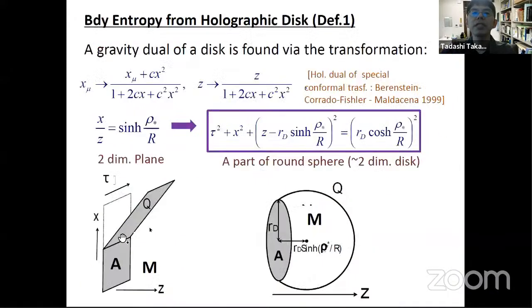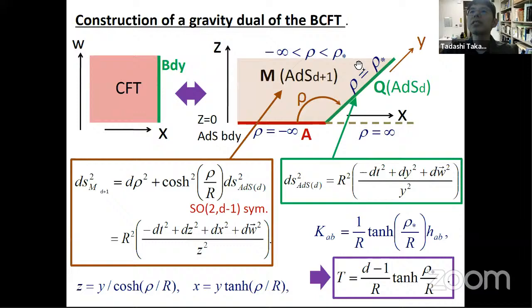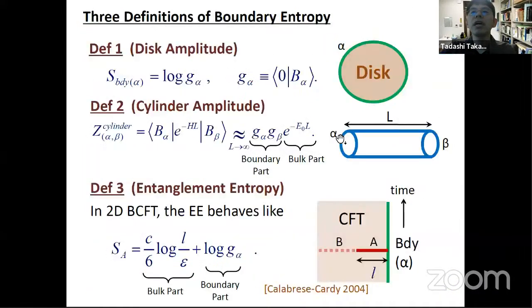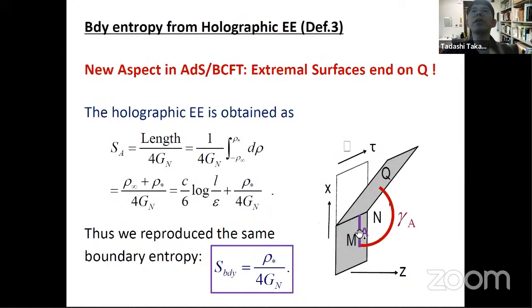And rho star was this angle, right? We write it here. Here, rho star is the location of the surface Q. And that way we have rho star divided by 4 G Newton, a very simple formula for the boundary entropy in holographic calculation. And we can rewrite this in terms of tension. R is a radius, T is a tension. When it gets larger, then the boundary entropy also gets larger.